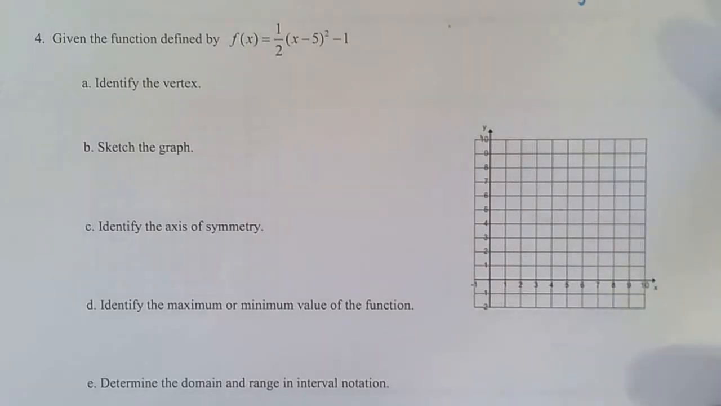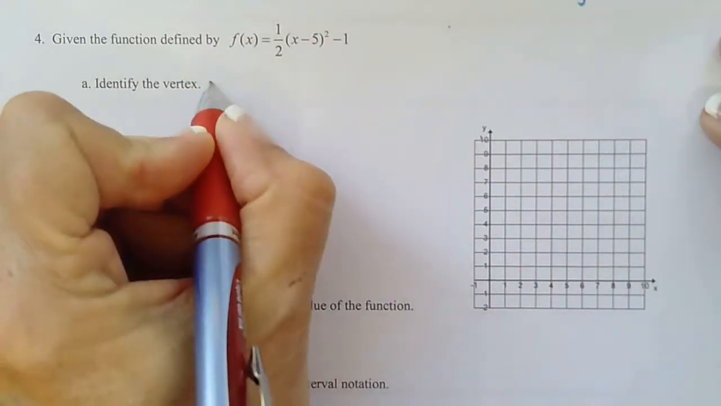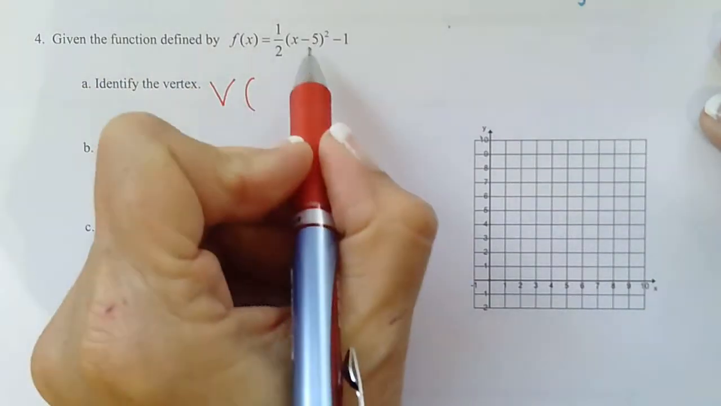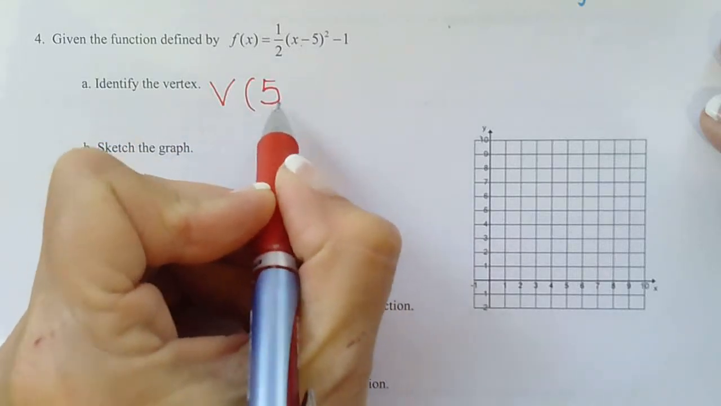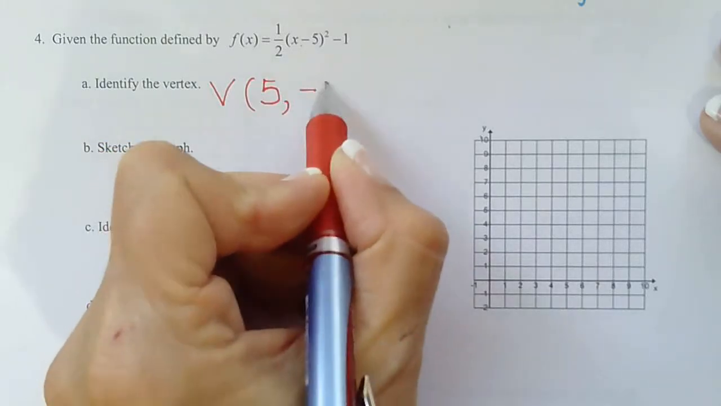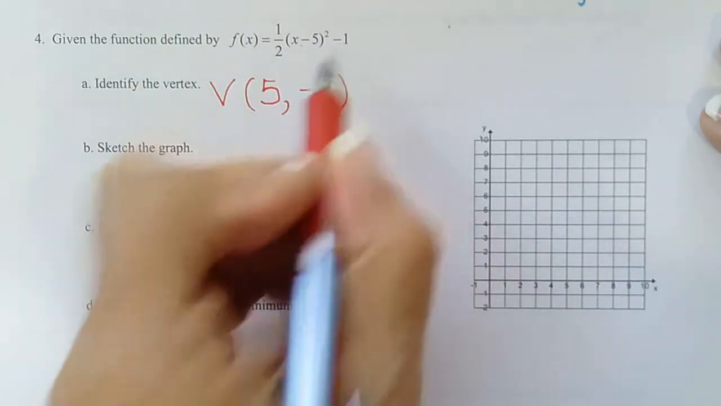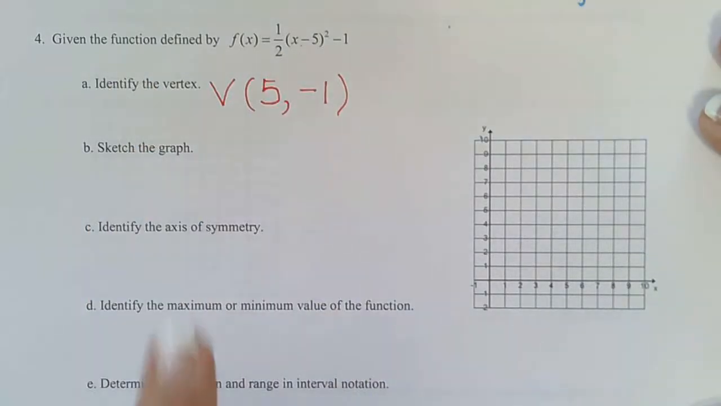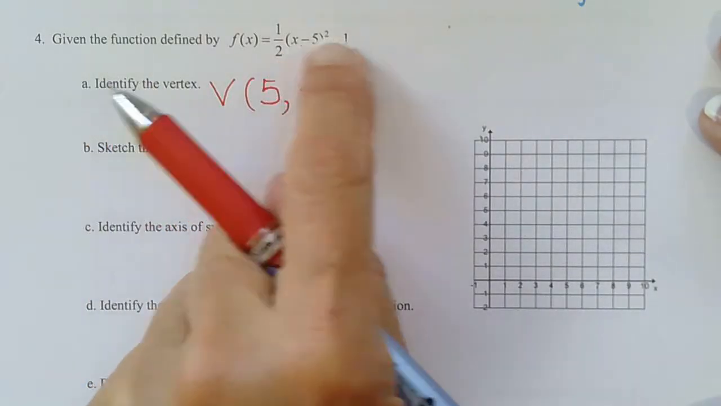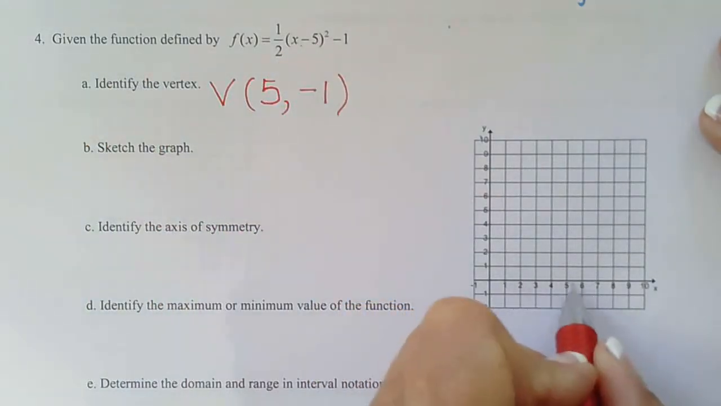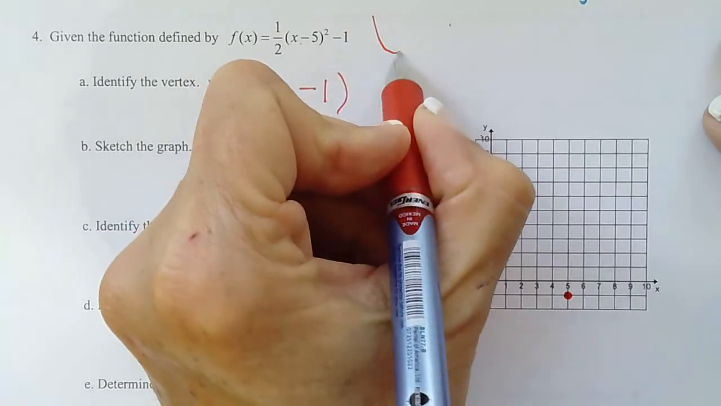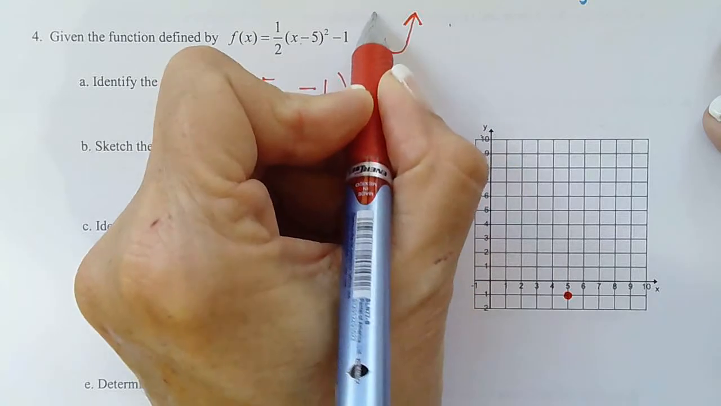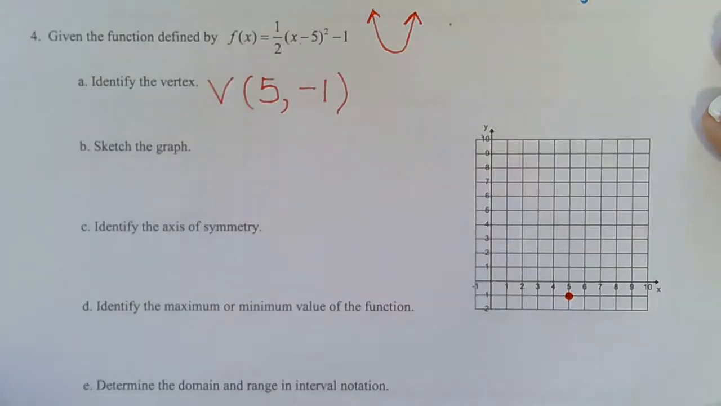So identify the vertex, easiest part of the problem. So all we do is say the opposite of this, because it's with the x, we always do opposite, comma, whatever is out back. And we don't do the opposite of that, only what's with the x. So it'll be positive 5, comma, negative 1. So positive 5, negative 1. So there's my vertex. This parabola is going to cup up. I always like to kind of draw a little icon there just to remind myself.